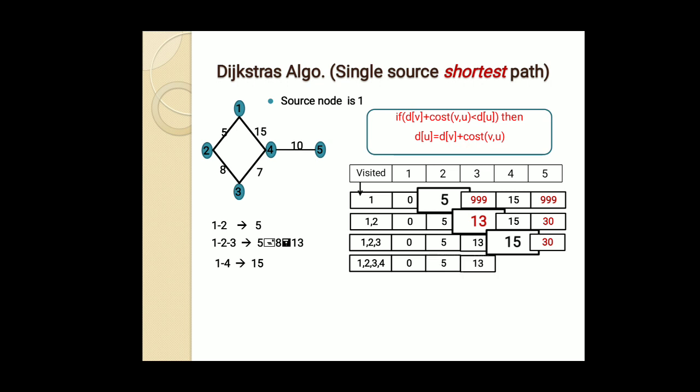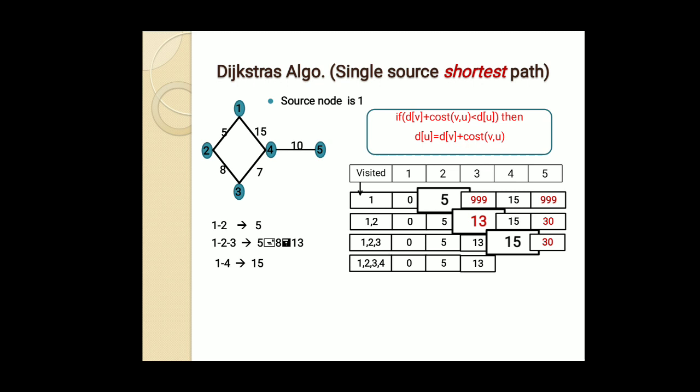Now, I've visited 4 now, right? So my visited list is 1 2 3 4. So after reaching out to 4, now just compare whether reaching out to 5 would be lesser than your previous values.